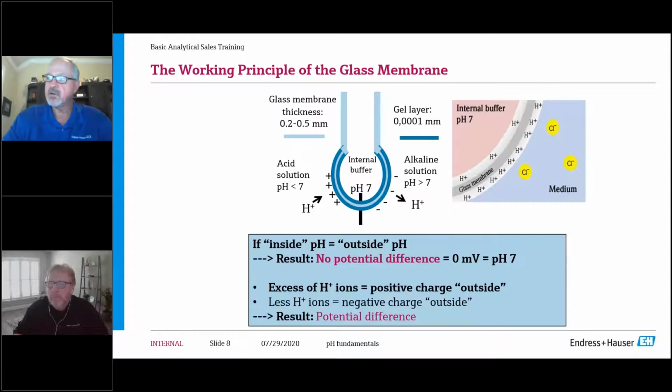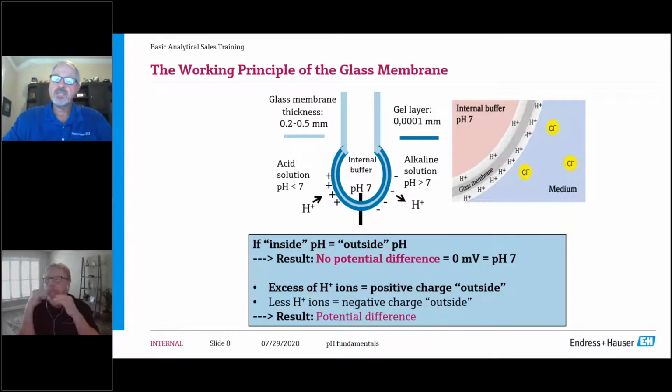So how this sensor works is on the inside of that glass bulb, you've got a solution that's 7 pH. And if it's 7 pH on the other side of that glass bulb where the glass electrode has formed this gel layer, you see this very thin gel layer. You can't see it with your eye in a physical situation, but it's generated every time you put a pH electrode in an aqueous solution. So if it's 7 pH on the outside and 7 pH on the inside, there's no potential difference. And so the probe generates 0 millivolts.